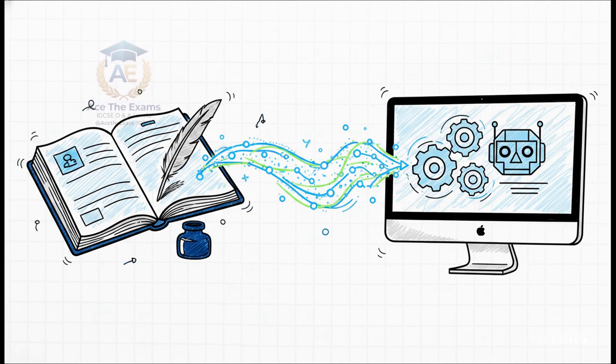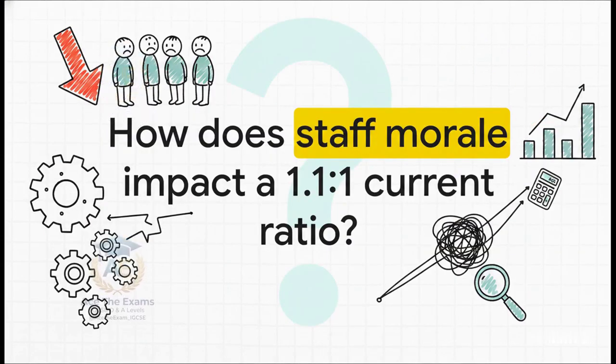As we wrap up this explainer, I want to leave you with a final slightly provocative A-star challenge, one that perfectly merges modern reality with AO3 evaluation. Pause for a second and really think about this. How would an unrecorded non-financial factor, like a severe drop in staff morale, eventually impact an AI-generated current ratio that is already sitting dangerously at 1.1 to 1?